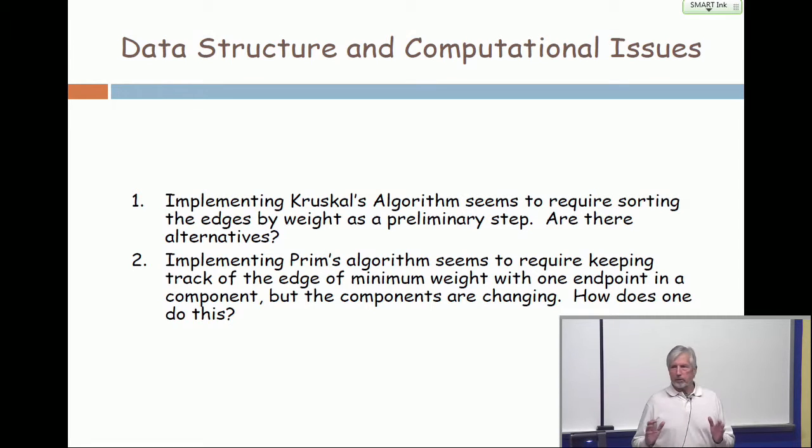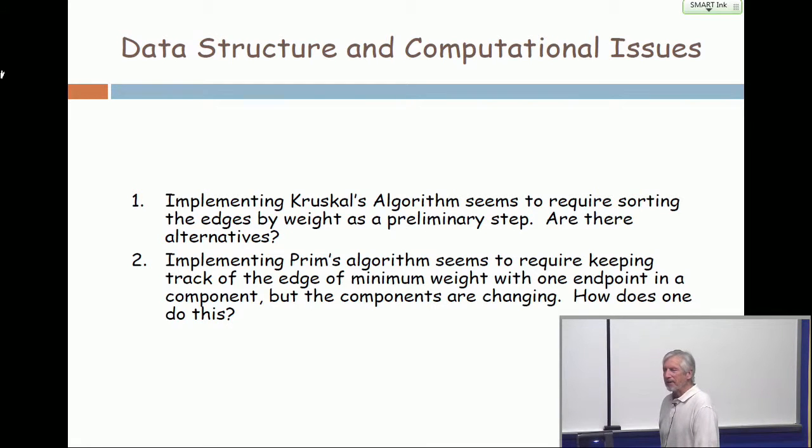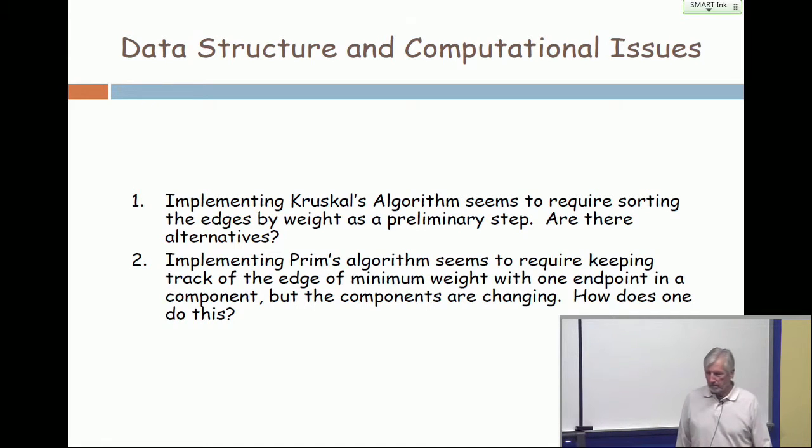So the question underneath it was, can you do something like Kruskal without the sort? Just read the data and begin. Can a minimum weight spanning tree be found using an algorithm which is truly linear in the input size? I happen to know the answer. The answer is yes. So you really don't need to sort.